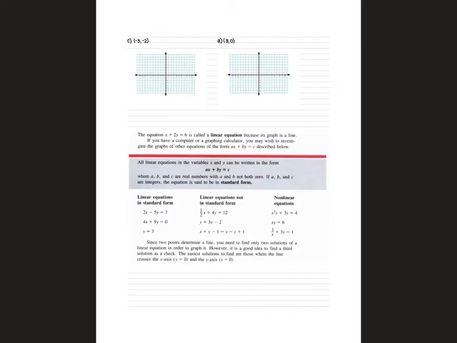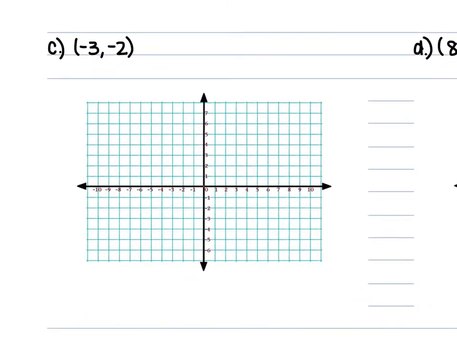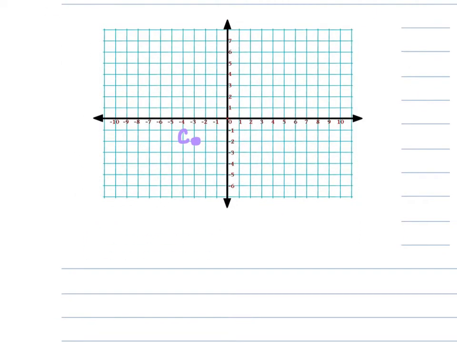For C, this is point C. So this is going to be negative 3, negative 2. So we're going to go to the left 3, down 2. Plot the point, label it C, and that is in quadrant 3.